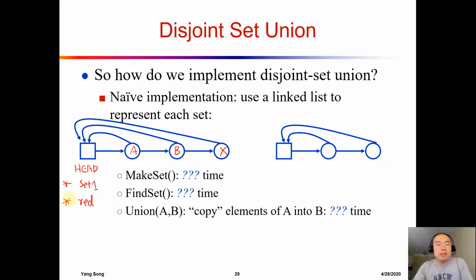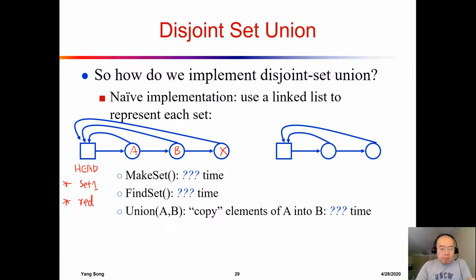So in this case, the make set is definitely constant time because we are just adding one node to a linked list. And then the find set is also constant time because we only need to take the back reference from A to the head, and then we only need to read the information in the head, and then we can tell the unique identifier of a set.